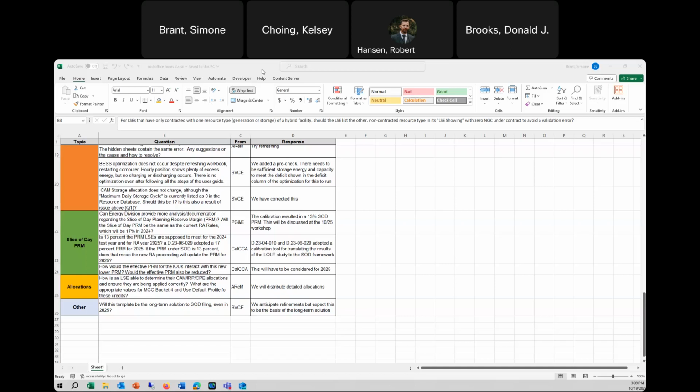Yeah, and we did just get a question about reissuing the template with the higher or the corrected PRM. I think we're going to have to talk to Donald and find out what's going on. Seems to be some late breaking news, at least as far as I'm concerned.